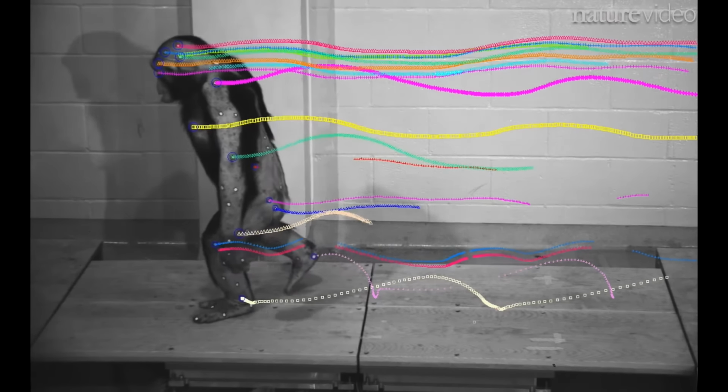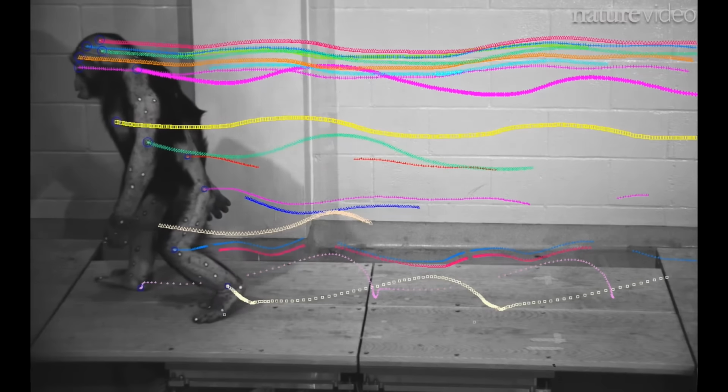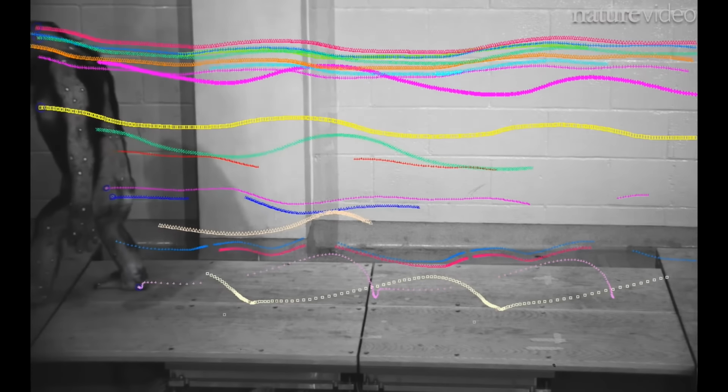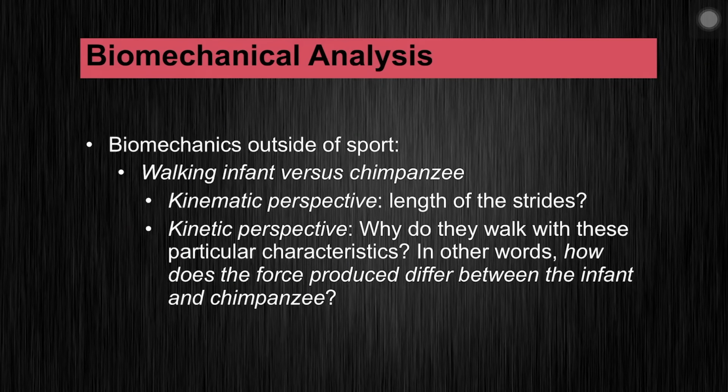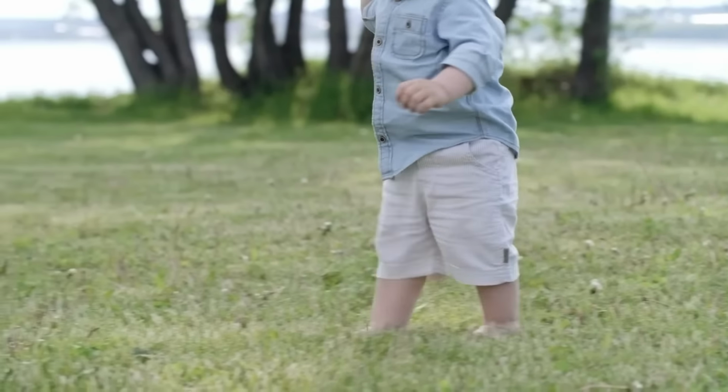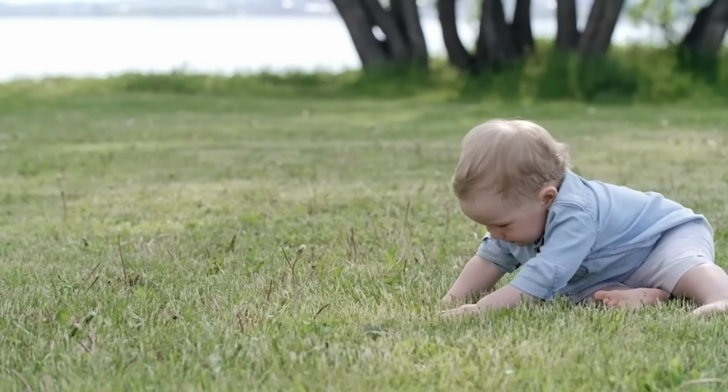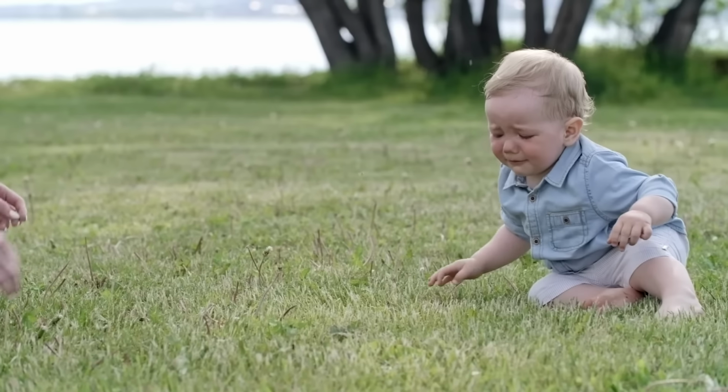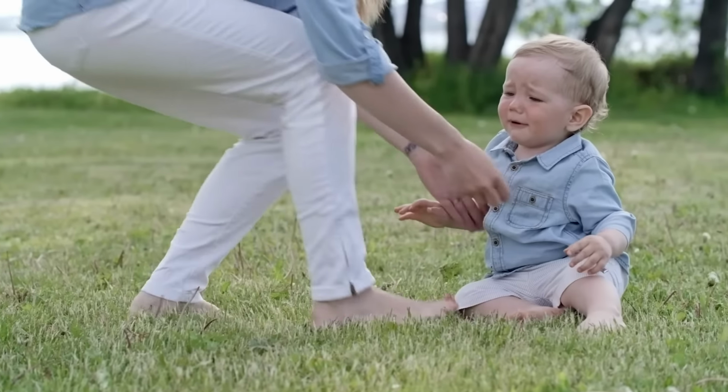From a kinetic perspective, we might ask, why do they walk with these particular characteristics? So just imagine a baby and a chimpanzee walking. They tend to walk with their arms up high out to their side, short steps, toes turned outwards for balance. How does the force produced differ between the infant and chimpanzee, or how is it the same?